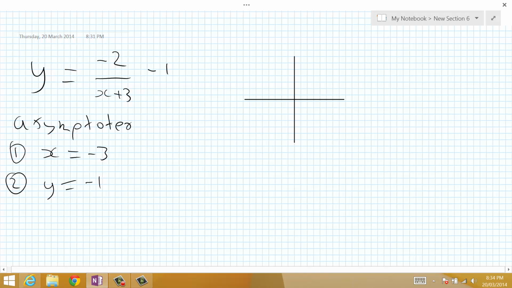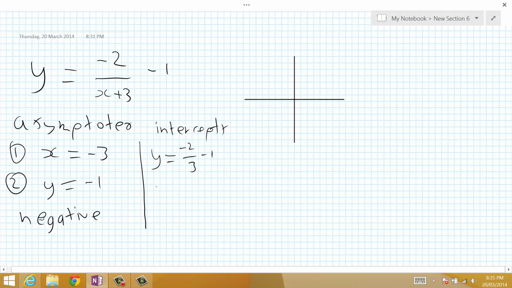We can look at this equation and we can see we have a negative up the top and a positive x down below, so this means that this is a negative hyperbola. We need now to find our intercepts. We do this first of all by setting x equal to 0, so therefore y equals -2/3 minus 1, y equals -1 and 2/3, so that was easy.